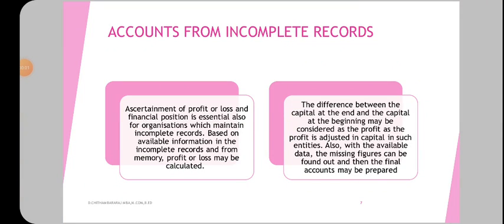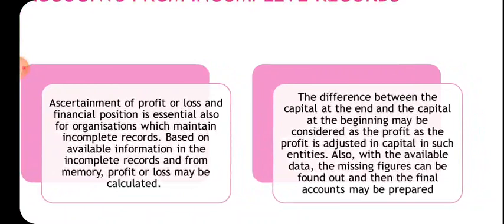Next heading is accounts from incomplete records. Ascertainment of profit or loss and financial position is essential also for organizations which maintain incomplete records. So based on available information in the incomplete records and from memory, profit or loss may be calculated. The difference between the capital at the end and the capital at the beginning may be considered as the profit, which is adjusted in capital in such entities. Also, with the available data, the missing figures can be found out and then the final accounts may be prepared.